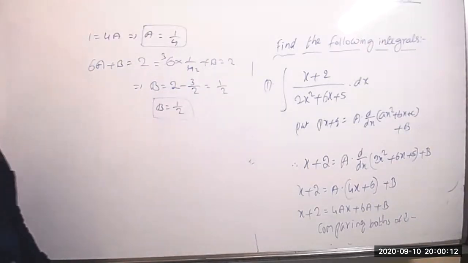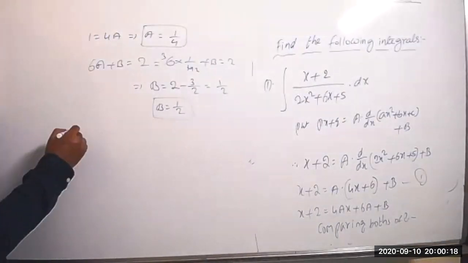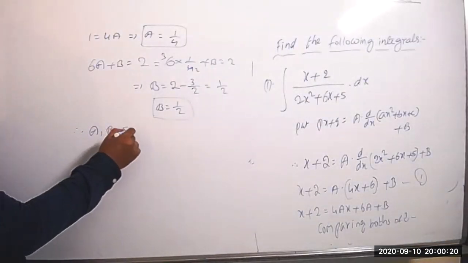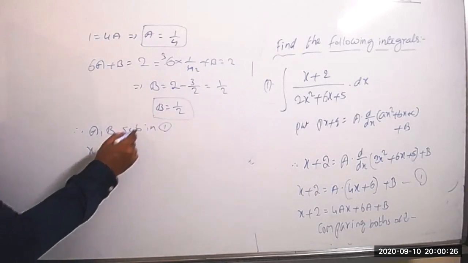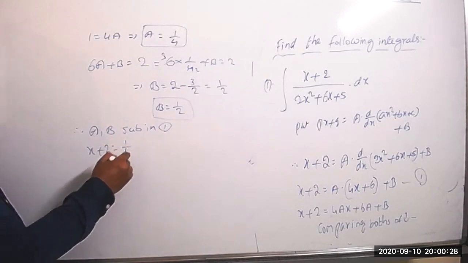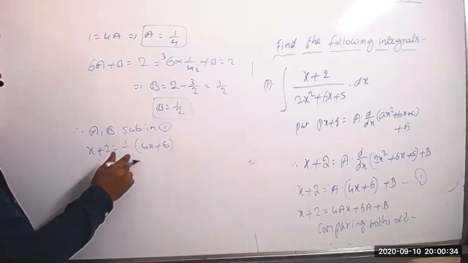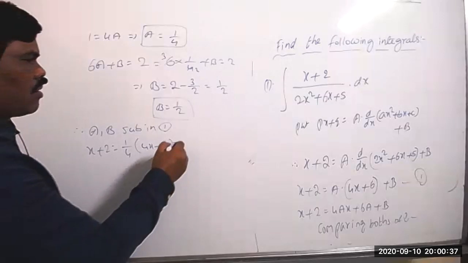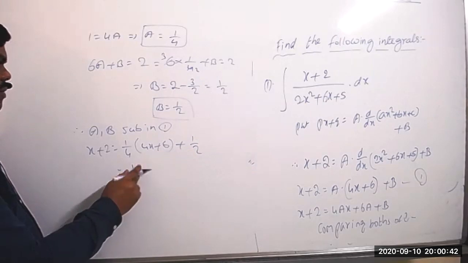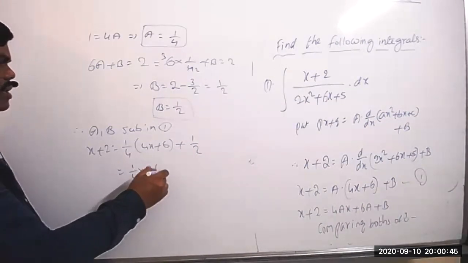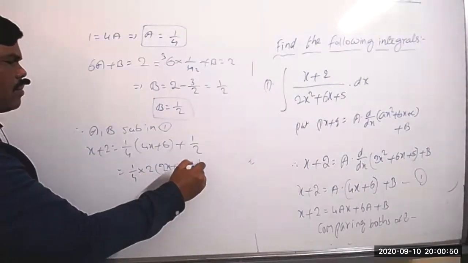Now the values of a, b, if you want, you can do one thing. Here this is equation number 1. So therefore the values of a, b, substitute in the first equation. So x plus 2 equals how much? The value of a we got is 1 by 4 into 4x plus 6, plus 1 by 2. If you want, you can take 2 common from this one: 2x plus 3, plus 1 by 2.